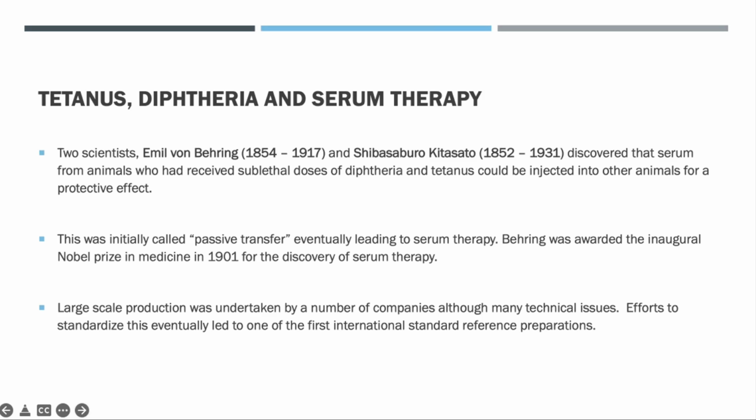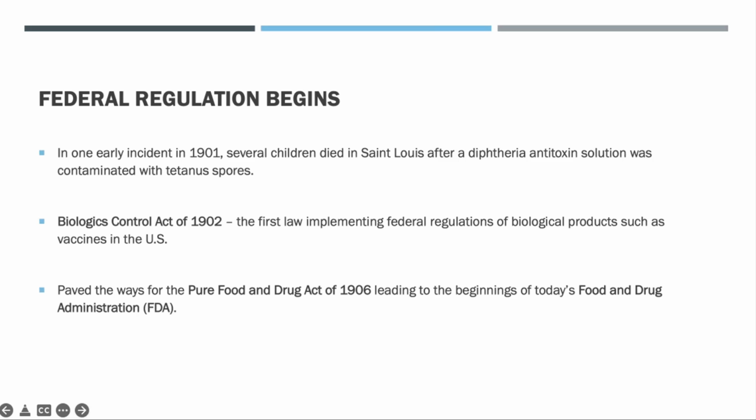Large-scale production of this followed shortly thereafter, and the efforts to standardize these methods led to some of the first standard reference preparations that humans began to use. And one of the early incidents associated with the antitoxin solution: in 1901, several children died in St. Louis when one of the solutions was contaminated with tetanus spores.